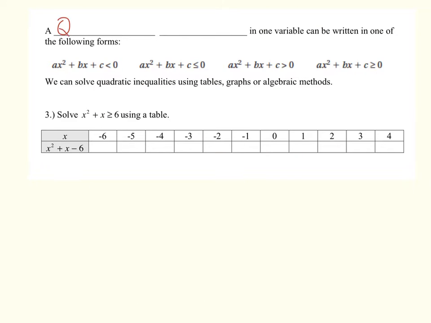A quadratic inequality in one variable can be written in one of the following forms. Ax squared plus bx plus c is less than 0. Ax squared plus bx plus c is less than or equal to 0. Ax squared plus bx plus c is greater than 0. And ax squared plus bx plus c is greater than or equal to 0. We can solve quadratic inequalities using tables, graphs, or algebraic methods. So let's take a look at the first example by using a table.